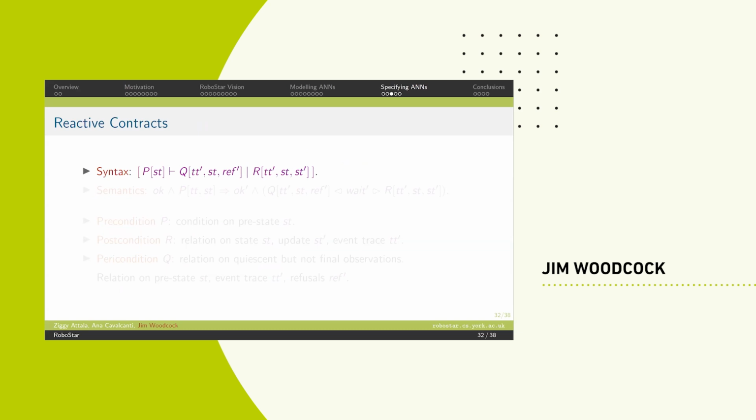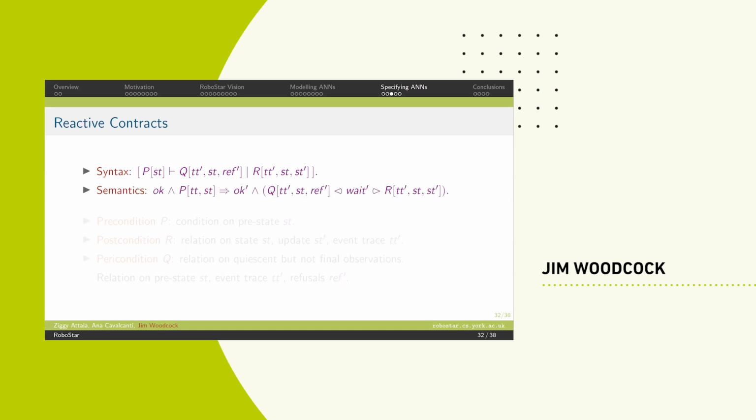So a reactive contract then looks like this. Not sure you can see with all the noise and the syntax, but there's 3 parts to it: P, Q, and R. P is the precondition, R is the postcondition, and it's that kind of assumption commitment contract we're talking about. But there's a 3rd part, the middle part, Q, which is called the peri-condition. That's the things that must be true before starting and after starting and before terminating, the peri-condition.